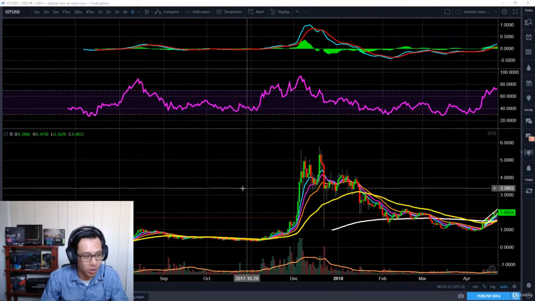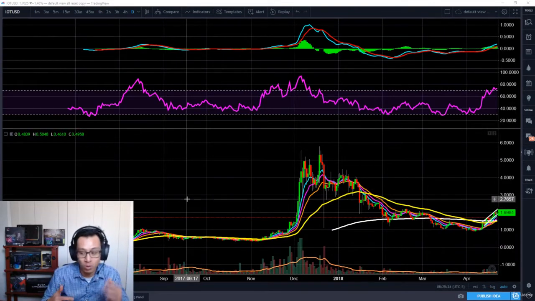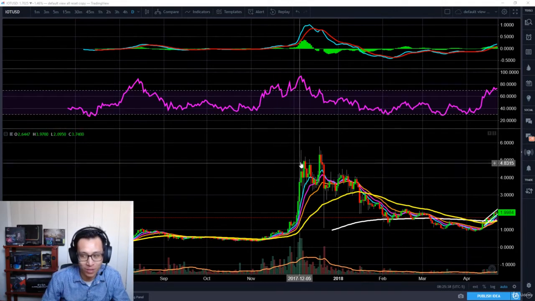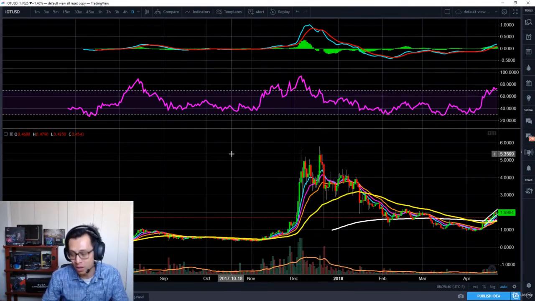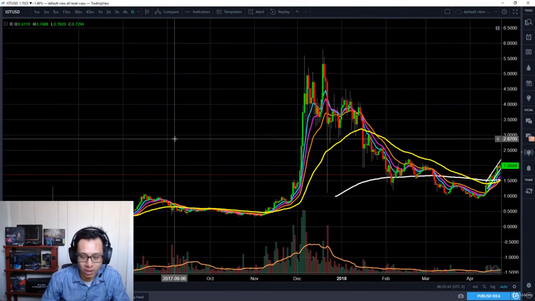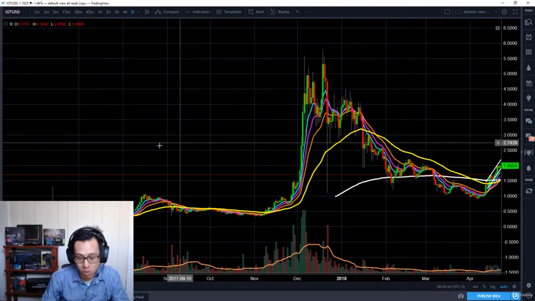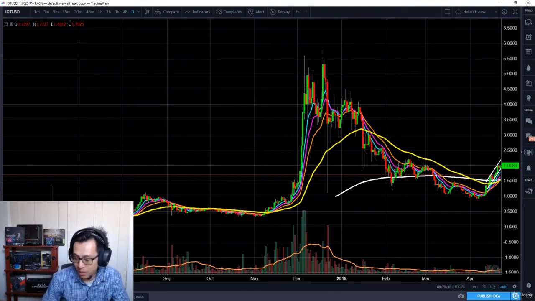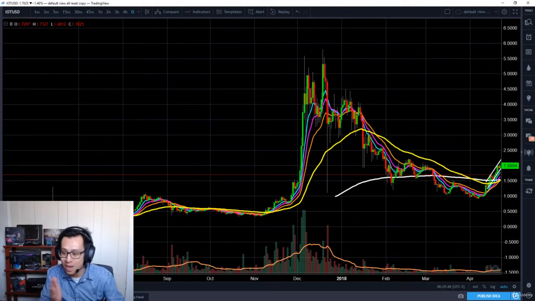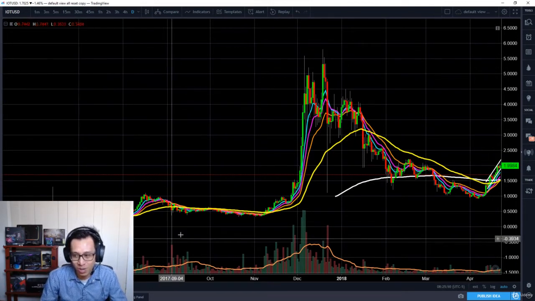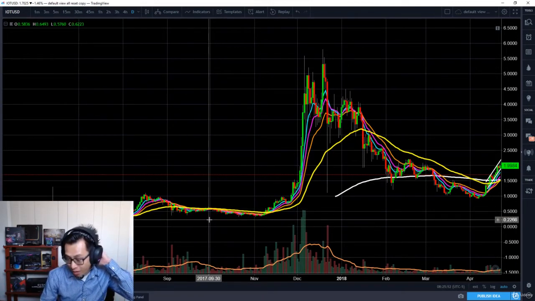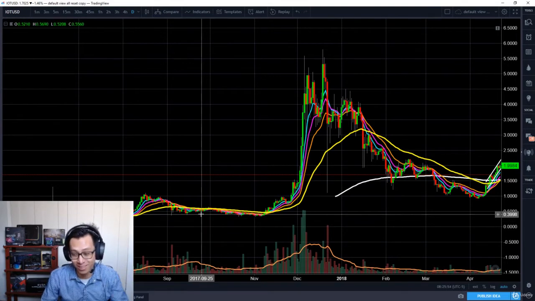Okay, let's talk about IOTA, guys. I've been heavily trading IOTA for a very long time, right? We're not going to get into the fundamentals of it, but I will always be nostalgic about this coin. If you guys remember my technical analysis from way back in October, I've been doing TA on IOTA for a very long time.